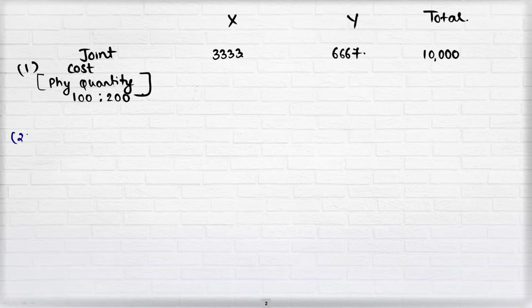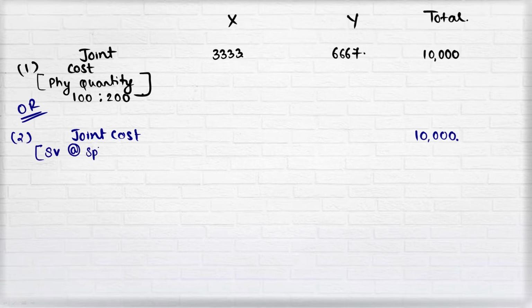Method number 2. What is joint cost? Rupees 10,000. I hope you understand these are OR method, right? Either you will distribute in the physical quantity method or you will distribute in second method, which is sales value at split off point. Sales value at split off point.